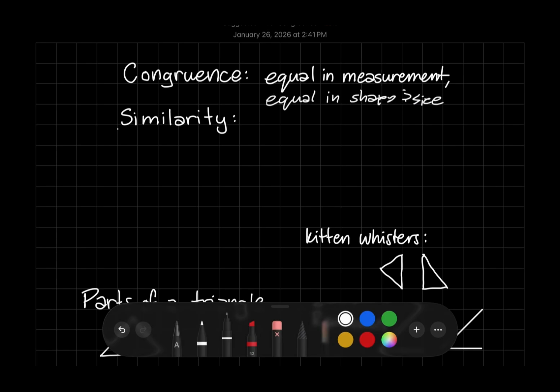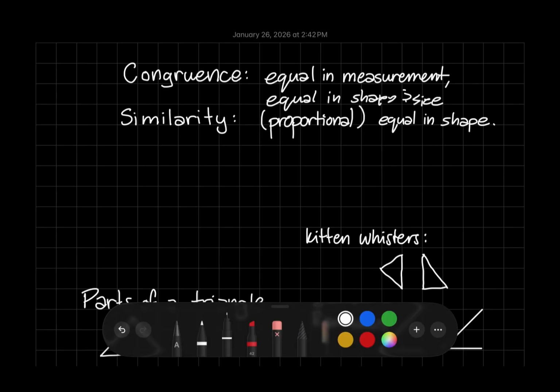There's also similarity. Similarity means that they are equal in shape, but they may not necessarily be equal in size. Another word for this is proportional. Equal in shape. And you might be saying, well, Miss Hegwood, why don't you just say equal? Well, in geometry, equal means it is equal in size, shape, and location.